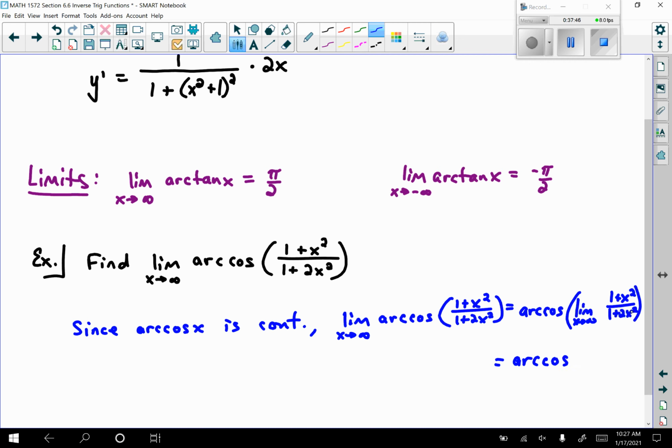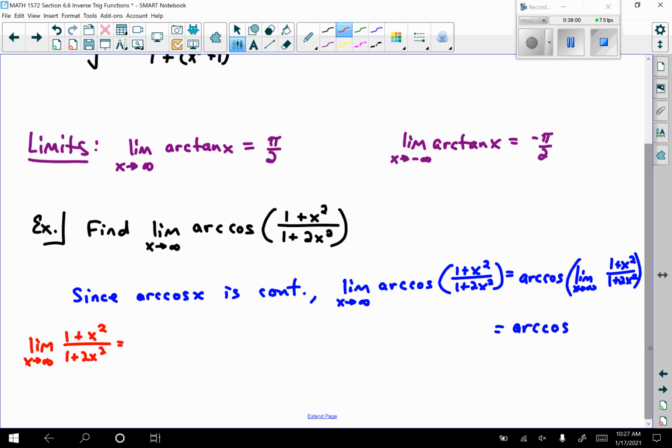Now because the degrees are the same, I'm going to write this out off to the side. So if we're taking the limit as x approaches infinity of 1 plus x squared over 1 plus 2x squared, we could do that little manipulation here where we divide everything throughout by x squared. If we do that, we're just going to be left with a 1/2. Or the shortcut here is if our degrees of the numerator and denominator are the same, we just end up dividing the coefficients. So that's going to become a 1/2.